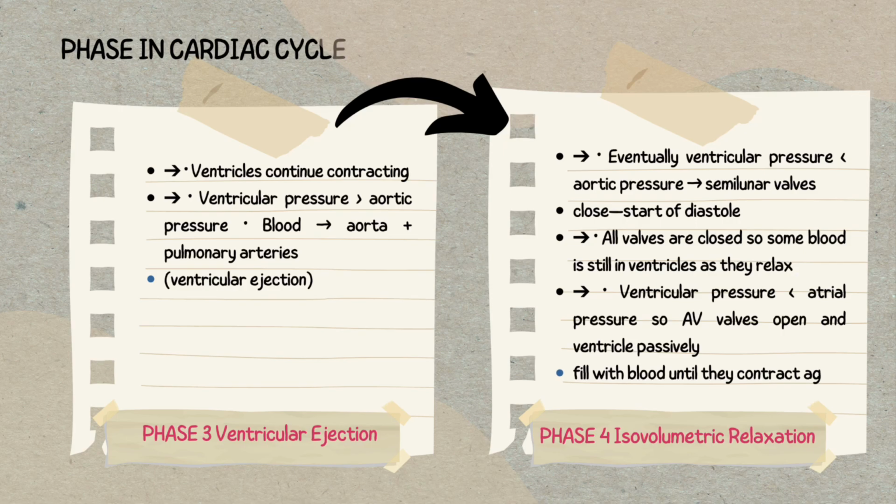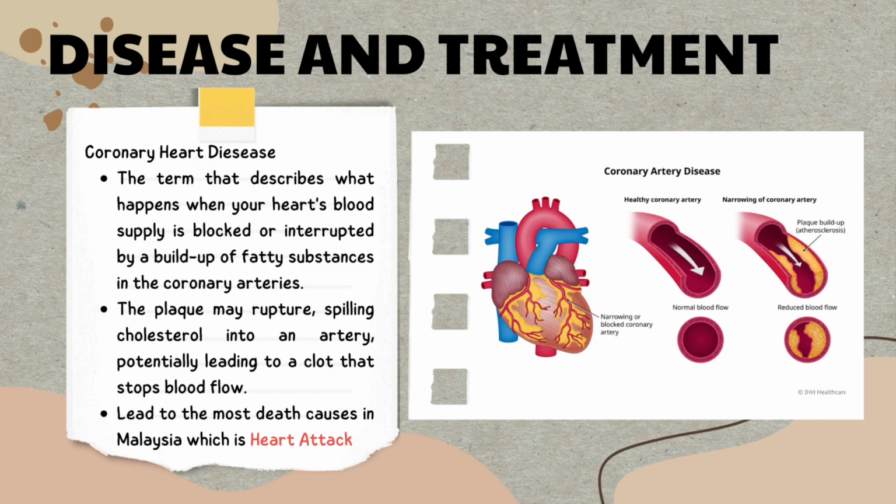And then lastly phase 4, which is isovolumetric relaxation. Eventually the ventricular pressure is lower than aortic pressure, causing the semilunar valve to close, and the ventricle will start to relax in diastole. All the valves are now closed, so some blood is still in the ventricle as it relaxes, and then ventricular pressure will be less than atrial pressure, so the AV valves will open and the ventricle will passively fill with blood until it contracts again.